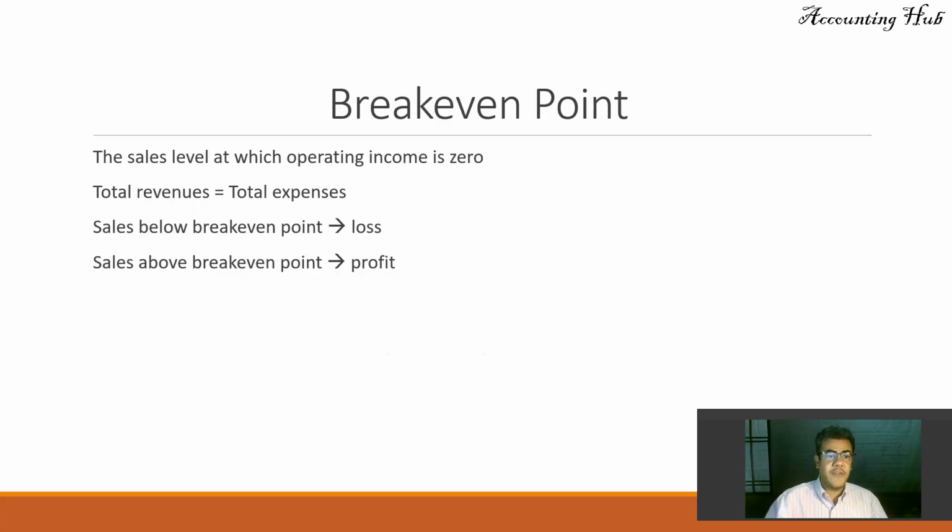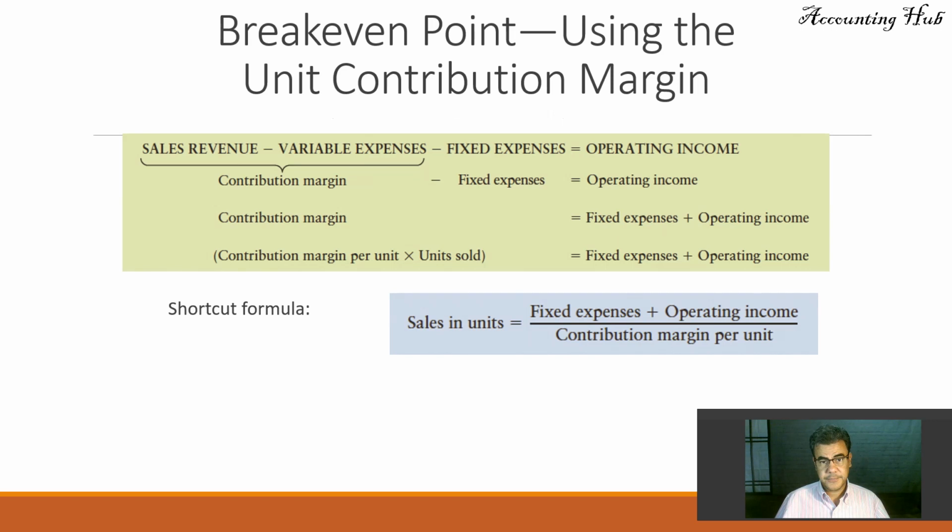So, what is break-even point? A brief review here. The sales level at which operating income is zero, so total revenue equals total expenses. Sales below break-even point, we have a loss. Sales above break-even point, we have a profit.